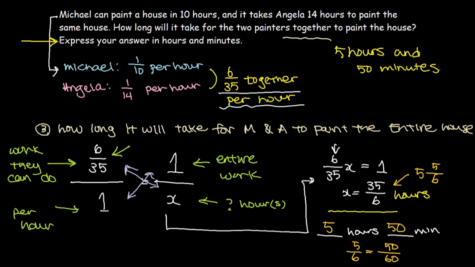So this is how to solve work together problems. As I said, you need to just know these 3 simple steps. 1, figure out how much of the work they can do per hour individually. 2, add those up, in this case 1/10 and 1/14, to get how much of the work they can do together per hour. And the final step is to figure out how long it will take for both of them to paint the entire house. And you can do that by setting up a proportion like this.